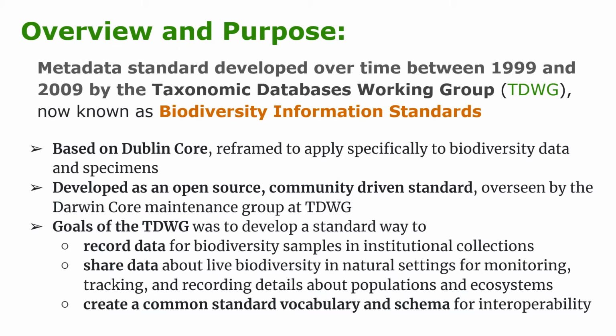Darwin Core was developed between 1999 and 2009 by a working group of biodiversity professionals, now called the Biodiversity Information Standards. Based on Darwin Core and developed with an open source framework in mind so that community members could use and contribute to the standards, the goals of the original working group were to develop a standard way to record and share data about both institutional collection specimens, as well as develop a way for live biodiversity data to be shared easily and effectively. In addition, the group created a recommendation standard for common vocabulary and schema for encouraging interoperability and cooperation amongst all stakeholders.